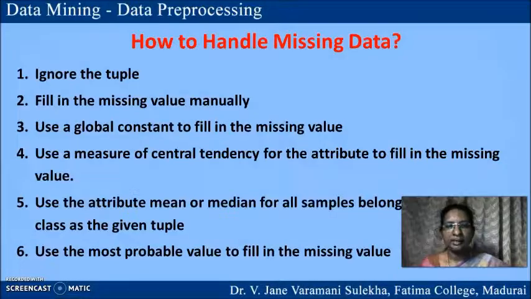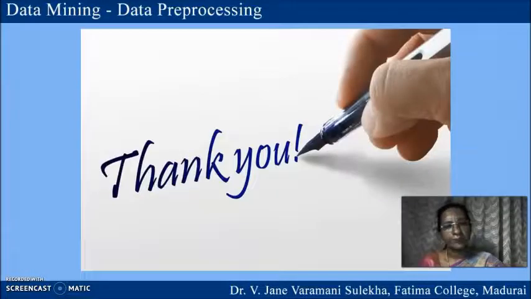To summarize, we use 6 methods to handle the missing data. They are: ignore the tuple, fill in the missing value manually, use a global constant to fill in the missing value, use a measure of central tendency for the attribute to fill in the missing value, use the attribute mean or median for all samples belonging to the same class as the given tuple, and use the most probable value to fill in the missing value. By using the above methods, we can handle the missing data.